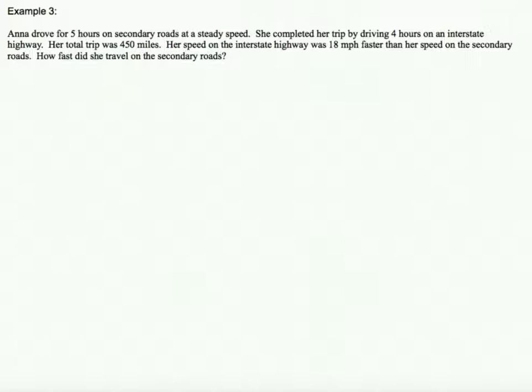Okay, so again, let's kind of see what's going on here. So we have Anna driving. She's on a secondary road, so we'll say this is like a crazy squiggly road. All right, that's her secondary. She's on the secondary road, and she completes her trip by going on the interstate. So we'll say the interstate is more of a straight road.